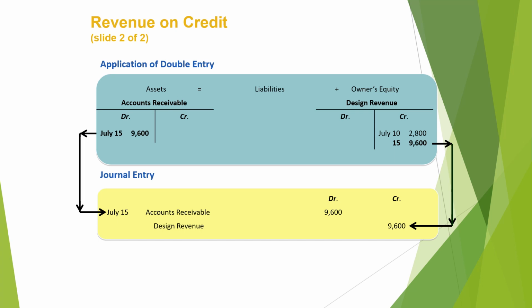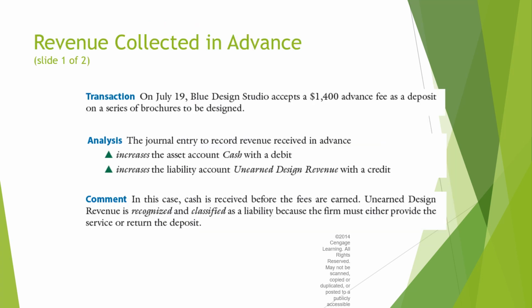Accounts receivable will be debited. Design revenue is a positive to owner's equity, so it goes up on the right. So to increase that, we will credit it. Little twist, this time we got paid, but we haven't done the work yet. So this is called revenue that was collected in advance.